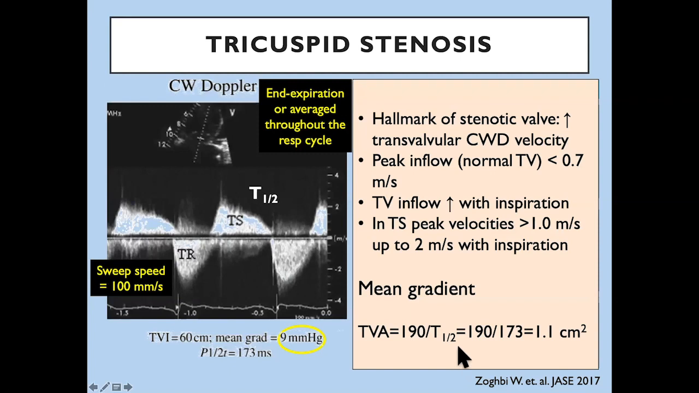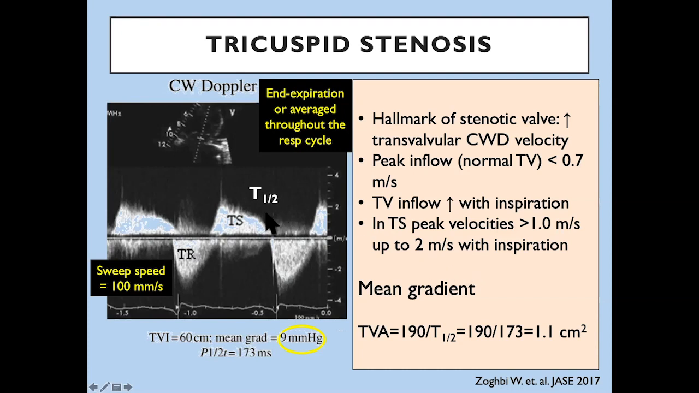The evaluation of tricuspid stenosis severity is primarily done, as we said before, by the hemodynamic information provided by that CW Doppler jet. The hallmark of a stenotic valve is an increased transvalvular CW Doppler velocity. You can see here that in the normal tricuspid valve, this peak inflow velocity is less than 0.7 meters per second. In tricuspid stenosis, you can get peak velocities of more than 1.0 meters per second, up to 2 meters per second with inspiration.